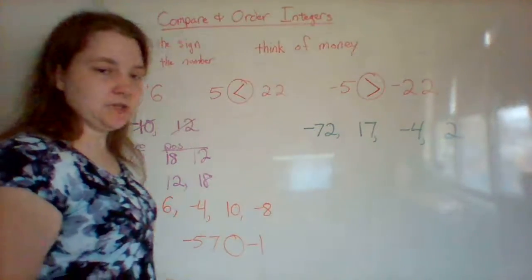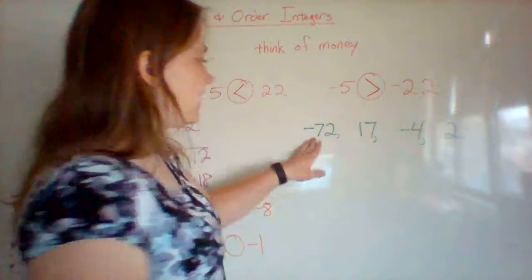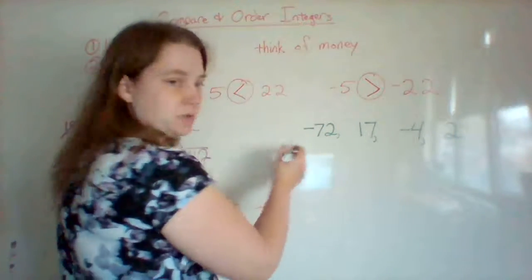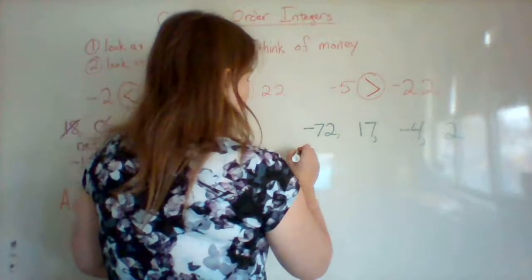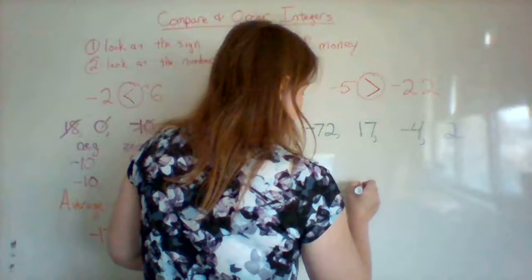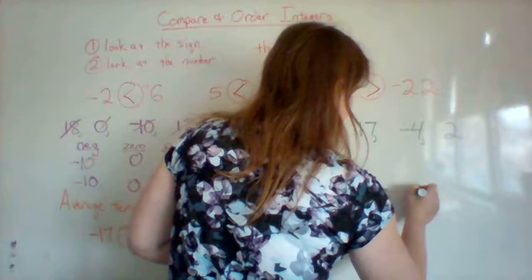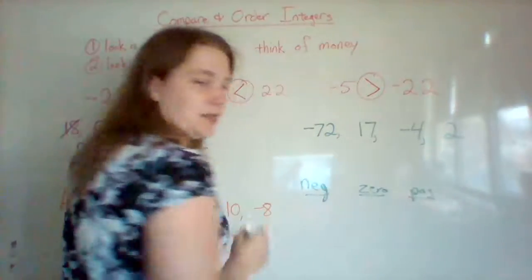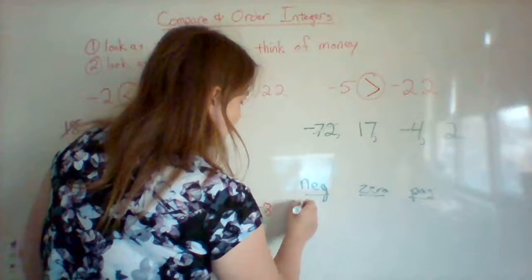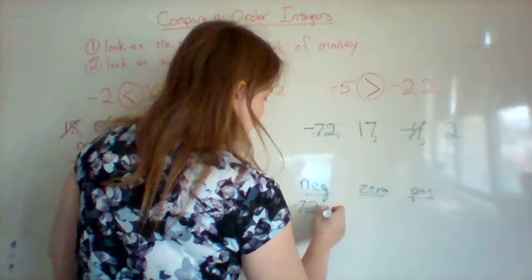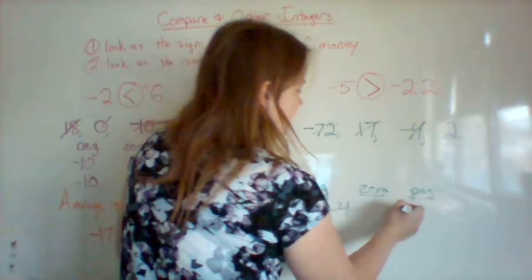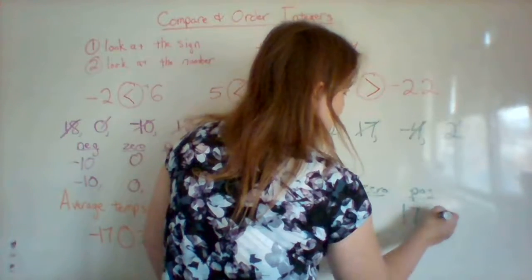Let's go ahead and do the same thing over here. I have negative 72, 17, 4, and 2. Let me scoot this over a little bit so it's easier to see. And I'm going to put the negatives, the 0, and the positives. Step 1 is to look at the negatives. I see negative 72, and I see negative 4. I don't see any zeros, so we can just skip over that. I see 17 as a positive, and I see 2 as a positive.